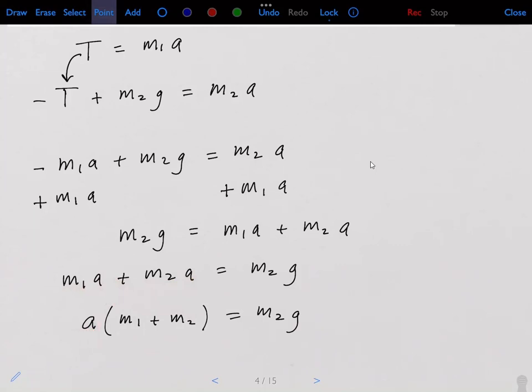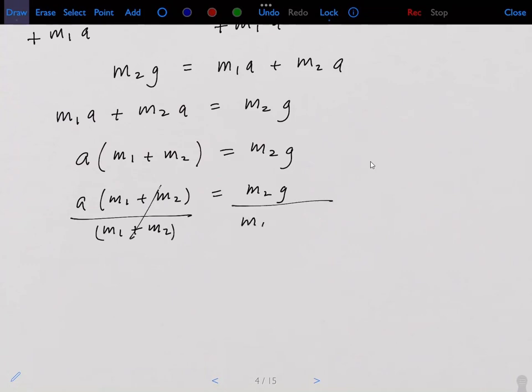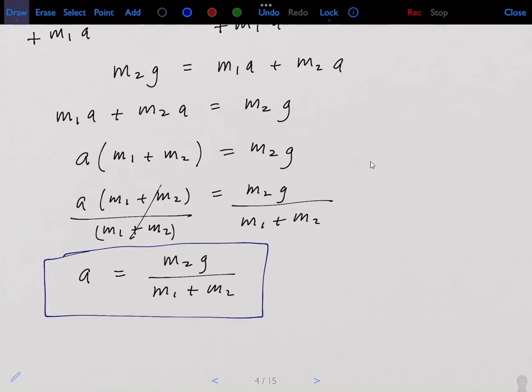Now notice on the left-hand side, the a is being multiplied by m1 plus m2, that sum. I want to get a by itself, or 1a. So I need to divide both sides by that sum. To get a by itself, I need to divide by this sum, m1 plus m2, right? That'll cancel. But whatever I do to one side, I have to do to the other side. So I end up with a is equal to m2g over m1 plus m2. And that's my answer, right? At least that's a.